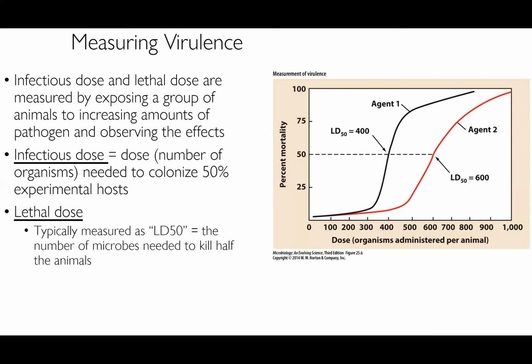And so what we can look at is the dose, the number of organisms administered per animal, and the mortality. And so we can see the LD50 or the lethal dose here is about 400 and the lethal dose here is about 600. And so this is agent one and agent two. But the thing you want to take away is that the lower this LD50, the more virulent this organism is.